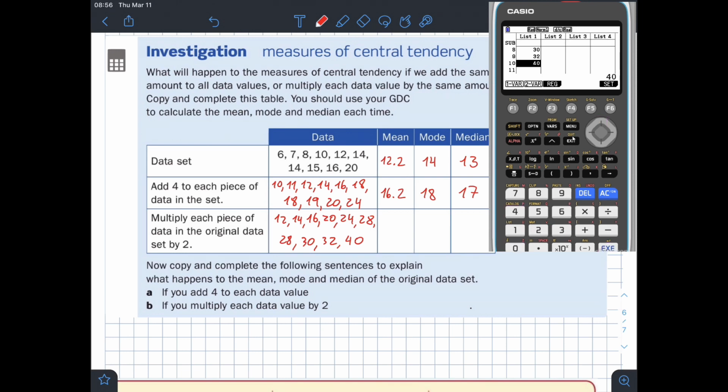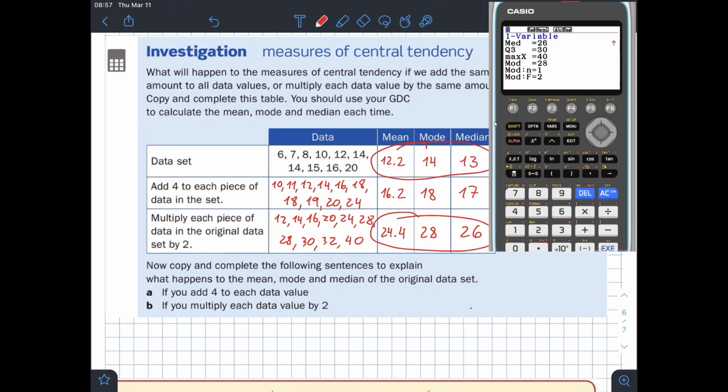So we go to one var again, and now we write our new information. The new min is 24.4. The mode is 28. And the median is 26 according to our calculator. So what do you notice with this compared to this? You again see that what happened is that all of the statistical measures just got multiplied by 2, right?